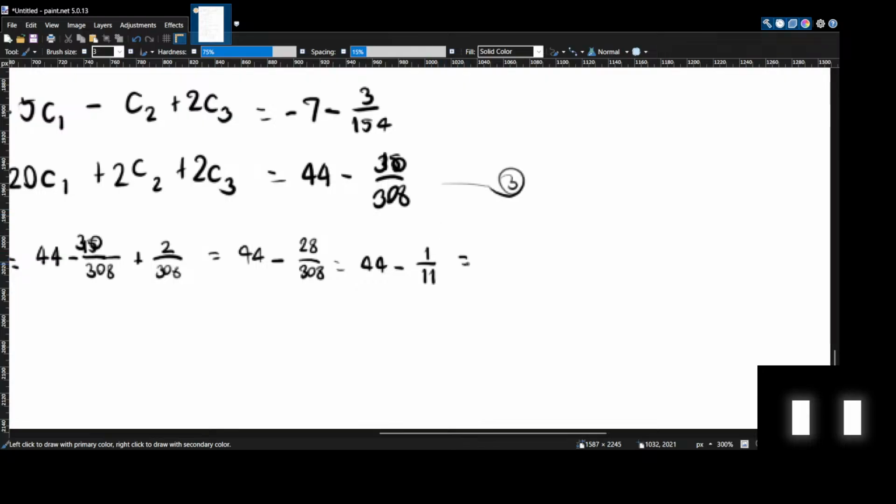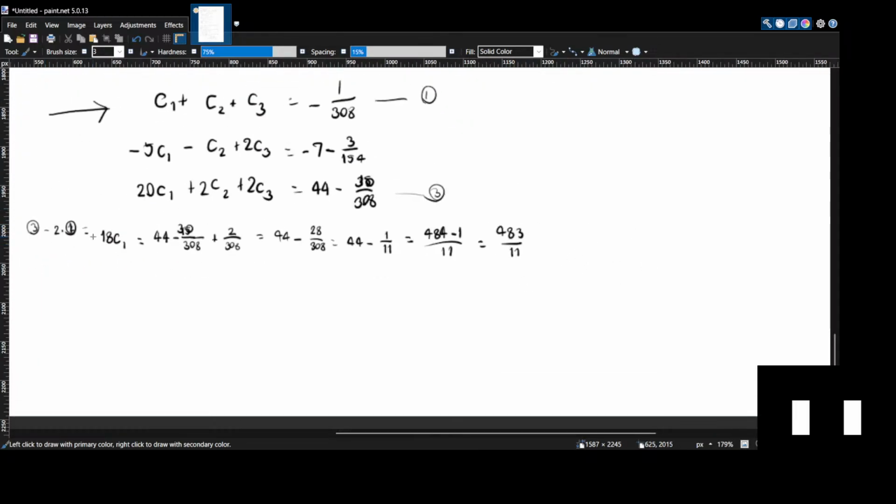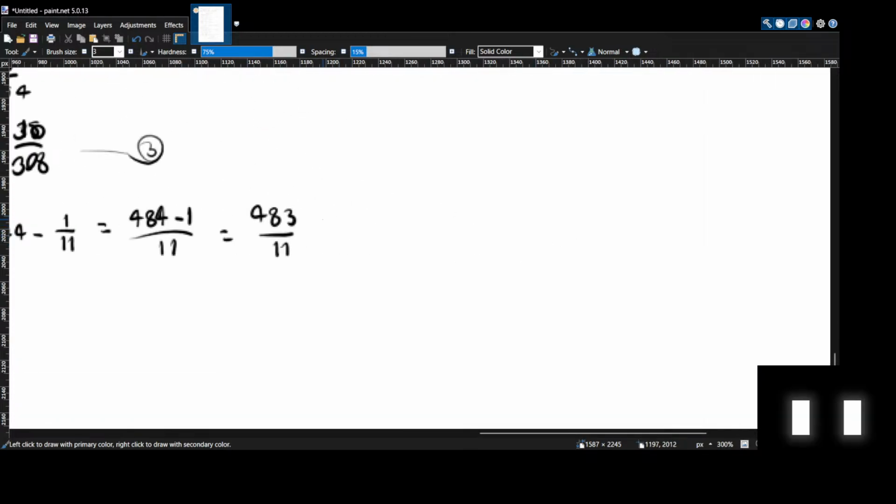44 minus 1 over 11 is equal to 484 minus 1 divided by 11, which is equal to 483 divided by 11. 483 divided by 11 is divisible by 3. On the left hand side is 18. So C1 equals 483 divided by 11 multiplied by 1 over 18. And it's equal to, this is 6, this is going to be 161. Okay, so it's going to be equal to 161 divided by 66.